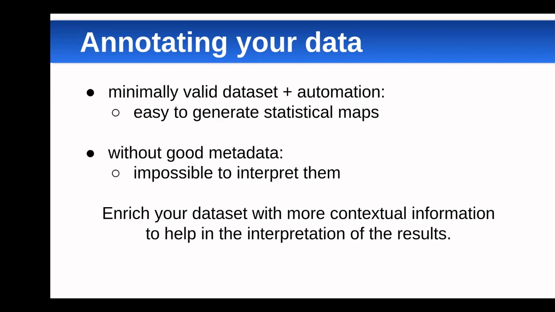For example, if you have a minimally valid BIDS data set, with the current level of automation that exists for fMRI data, you can pretty much get from your raw data set to your statistical maps with more or less two commands and one config file, and you can just do everything, right? But if you don't have good metadata, you won't be able to make any interpretation of that information.